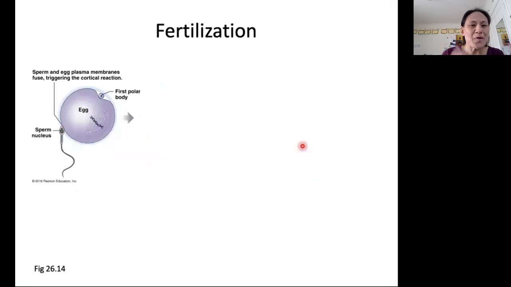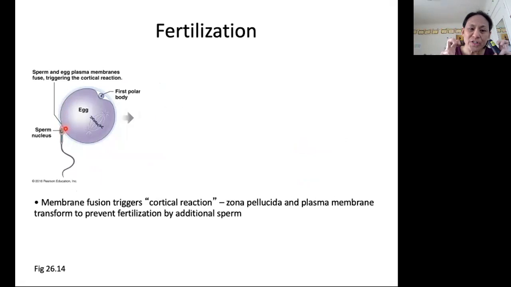The first sperm that reaches the egg is going to fuse membranes with the egg. That's going to trigger what we call the cortical reaction. In the cortical reaction, the zona pellucida and the plasma membrane are going to transform in order to prevent fertilization from additional sperm. So this sperm is shutting out all the other sperm that are coming in.